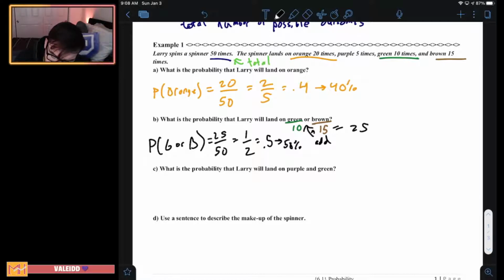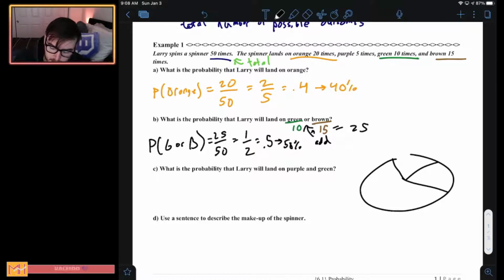If you're imagining a spinner in your head, and here's purple and here's green, how can my spinner, as it spins around, land on purple and green? How can it land on both? Okay, how about I insert a question right here? Can it land on both? And what does that mean the favorable outcomes are?